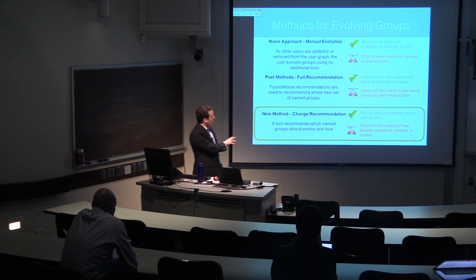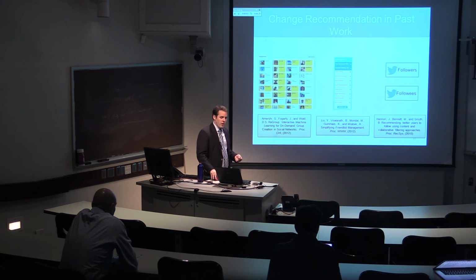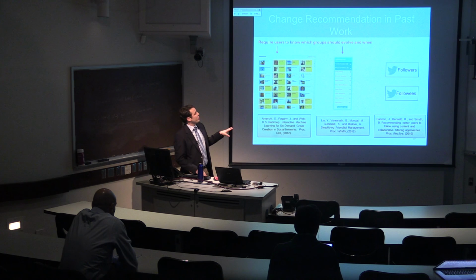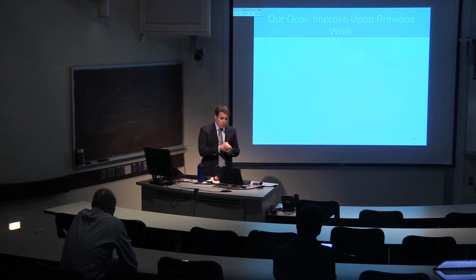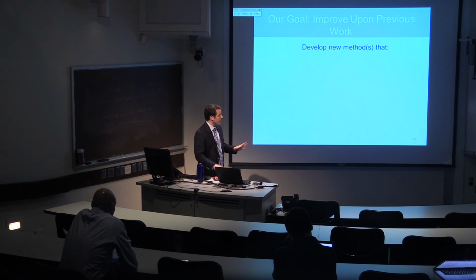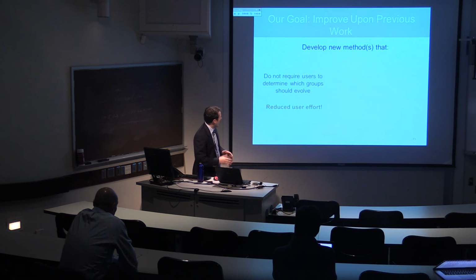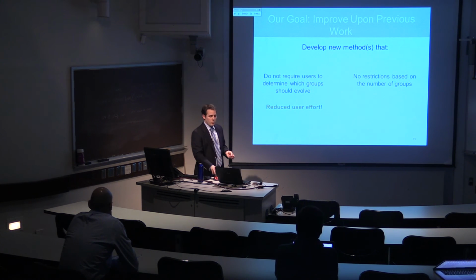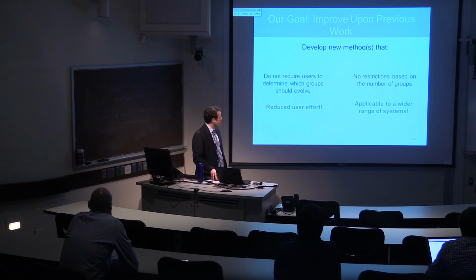And our approach was targeted towards this change recommendation approach. And there are some instances of change recommendation in past work. However, these are limited in that they either require users to know which group should evolve and when, or they are limited to at most 2 groups. So our goal was to improve upon previous work by developing new methods that do not require users to know which groups should evolve and when. And this means it's reduced user effort. And no restriction based on the number of groups, which means we can apply to a wider range of systems which have an unspecified number of groups.